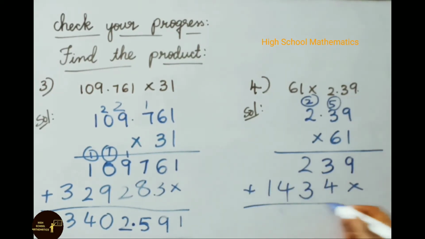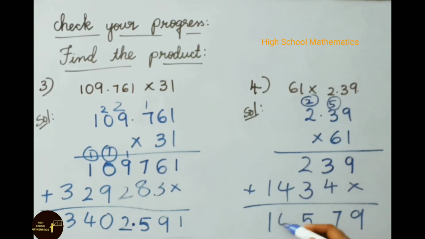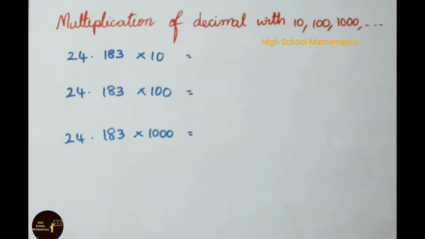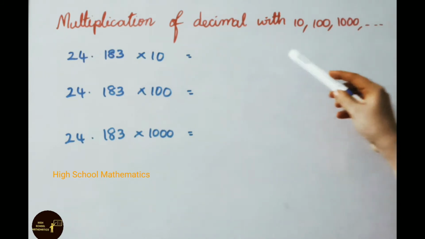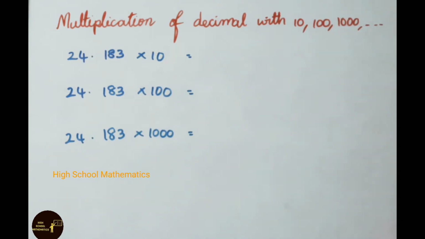Let us add them now. 9, 4 plus 3, 7, 3 plus 2, 5. Write down this 14. Here in our question, decimal after 2 digits were there. So in the answer, right side onwards, 2 digits before we had to place the decimal point. So the answer is here 145.79. Let us see multiplication of decimal with 10, 100 and 1000 so on.